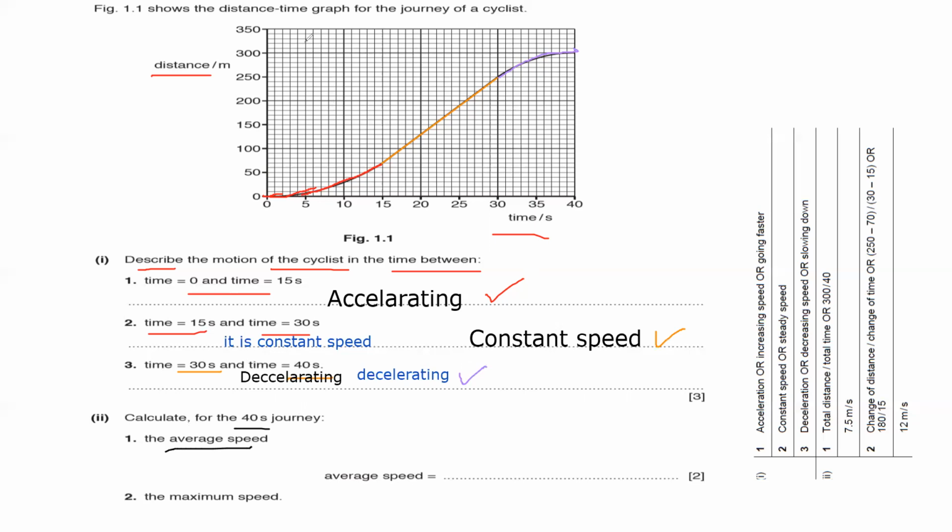So how to get an average speed? The term average speed is equal to total distance divided by total time. The total distance traveled by this cyclist is 300 meters. That's the complete distance. And the total time to complete the journey is equal to 40 seconds.